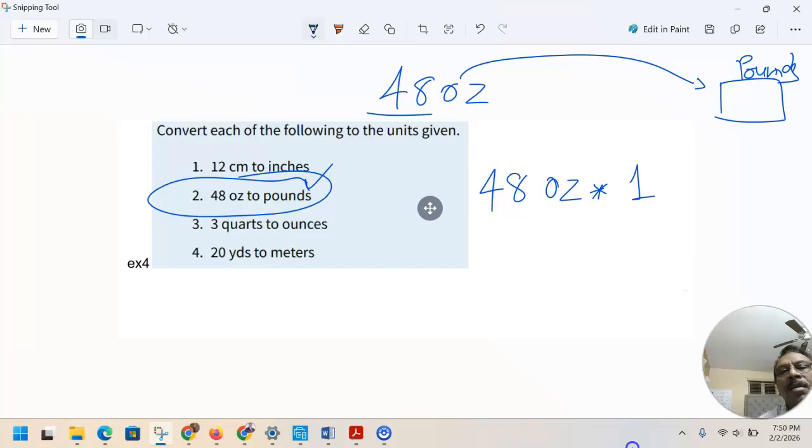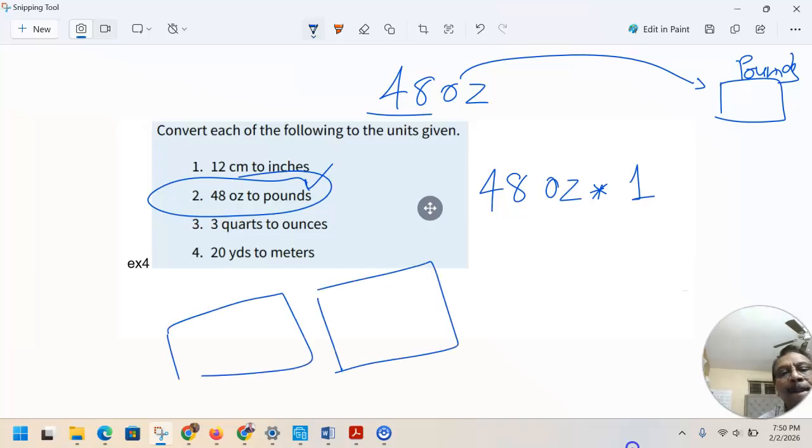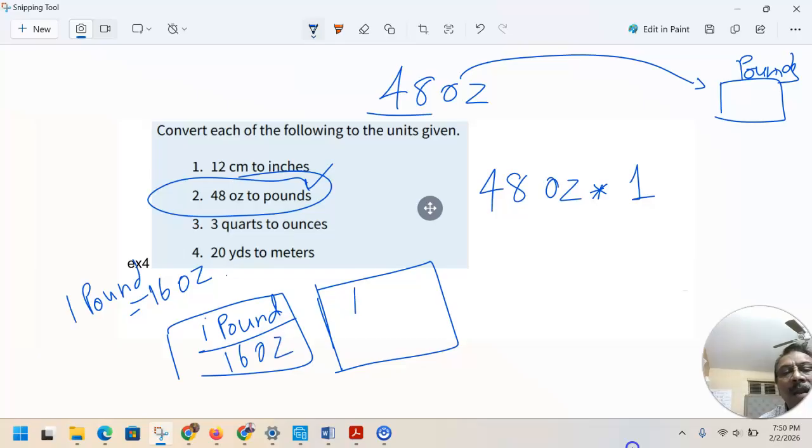Now that 1, there are two ways we can write the rate for ounce and pound. We know that, of course, 1 pound is 16 ounce, right? That means we can also write 1 pound over 16 ounce. This is one way to write. Or you can write 16 ounce is 1 pound.